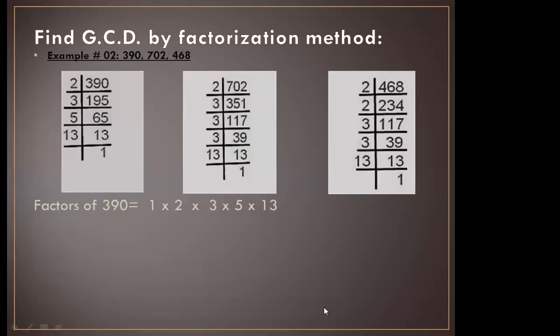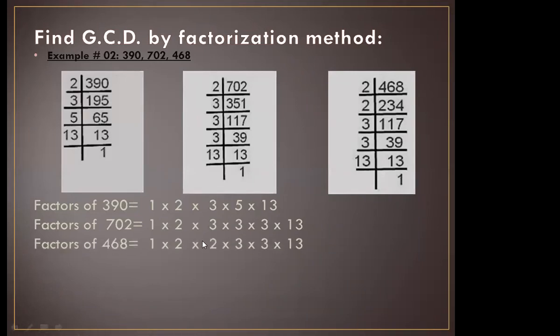Now, you have to write factors of 390. Factors of 390 are 1, 2, 3, 5 and 13. Similarly, factors of 702 are 1, 2, 3, 3, 3 and 13. And you have to multiply it. All the numbers will be multiplied with each other. In factorization, you always multiply your factors. And the factors of 468 are 1, 2, 2, 3, 3 and 13.